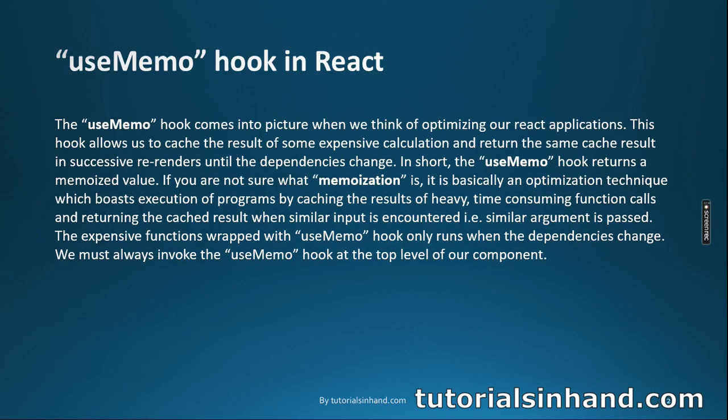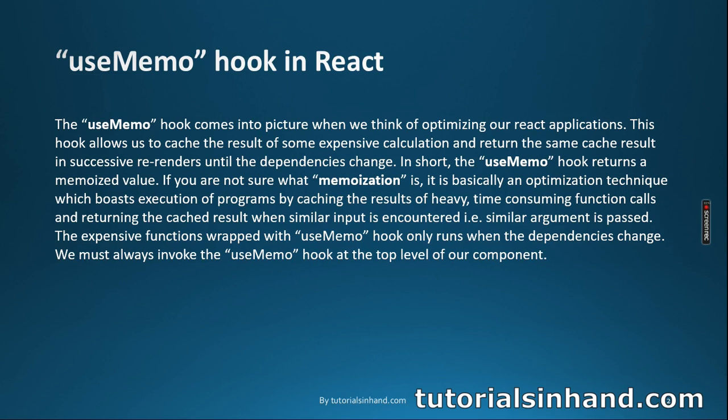So let's discuss what is useMemo hook in React. The useMemo hook comes into picture when we think of optimizing our React applications. This hook allows us to cache the result of some expensive calculation and return the same cached result in successive re-renders until the dependencies change. In short, the useMemo hook returns a memoized value.